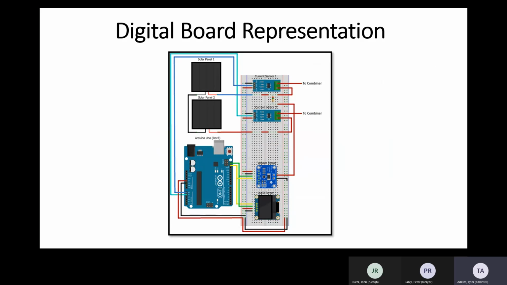And this is the digital board representation. Solar panels on the top left again, and you can see how we wired it together. You can see what the parts actually look like as well. And you can see on the top right, current sensors again, right there. So the voltage sensor towards the bottom.